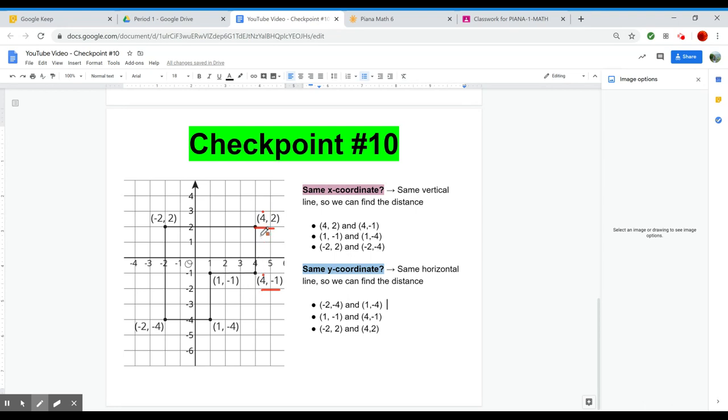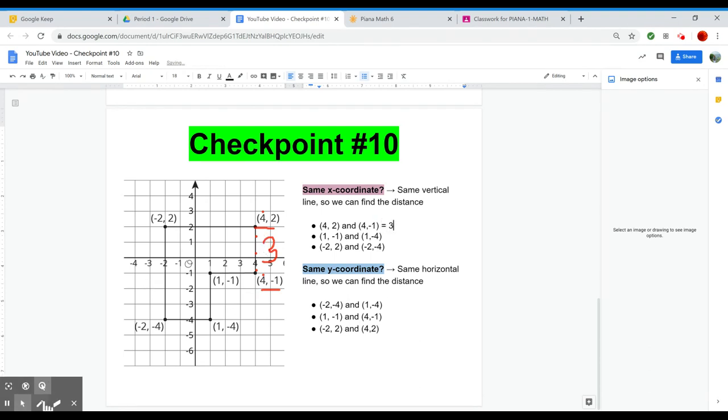To find the distance, we can count the squares, 1, 2, 3, or we can look at the y coordinates and find the distance between -1 and 2. So -1 is 1 away from the x-axis, 2 is 2 away from the x-axis, 2 plus 1 equals 3, and so the distance of this line here is 3. And we're going to write that here.